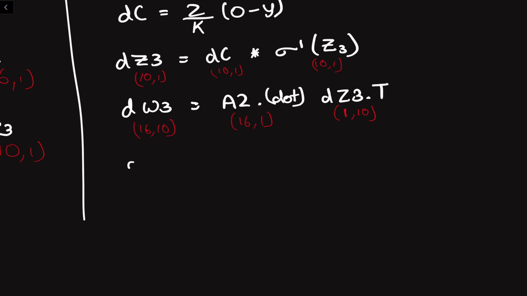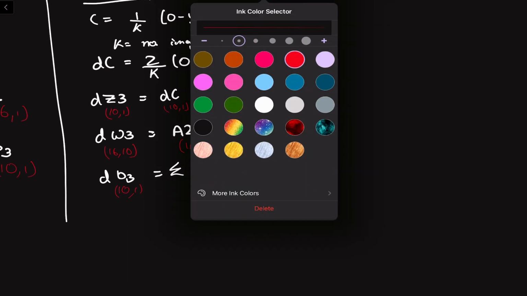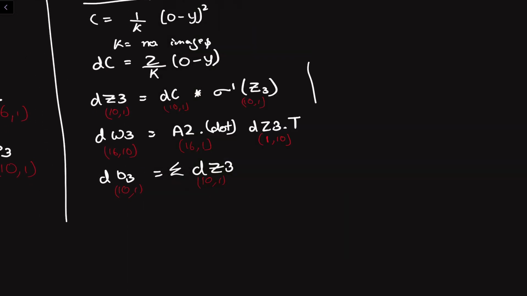All right, let's go with DB3. It's nothing but DZ3. Okay, it's actually the sum of DZ3, and it's gonna have the same, sorry, it's 10,1. Yep, and this is also 10,1. All right, that is for layer 3. All right, what about DZ2?